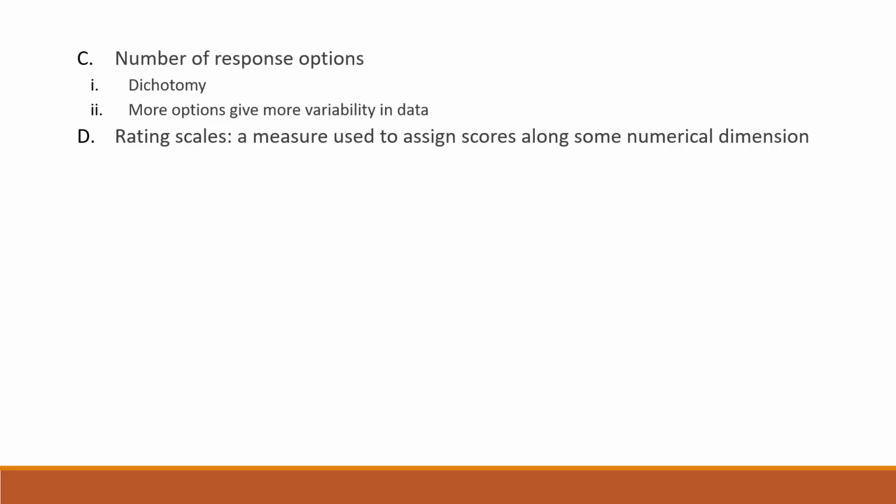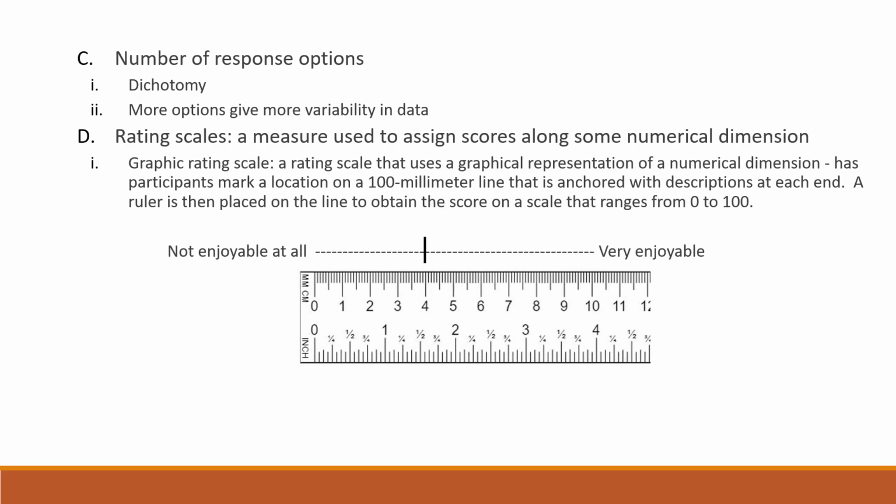Rating scales are a measure used to assign scores along some numerical dimension. This might be a Likert scale where you have 5 to 7 options and you ask, how much do you agree with something? And 1 might mean strongly disagree, and 5 might be strongly agree. Within rating scales, you can have a graphic rating scale, which uses a graphical representation of a numerical dimension. These use a 100-millimeter line anchored with descriptions at each end, and a ruler is placed on the line to obtain a score ranging from 0 to 100.